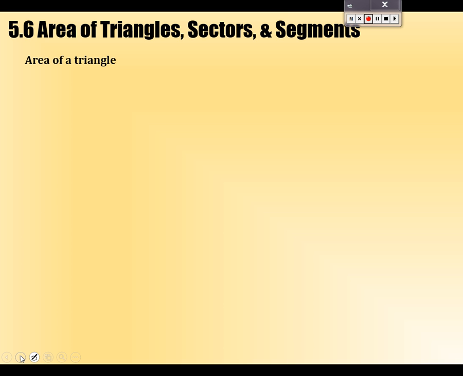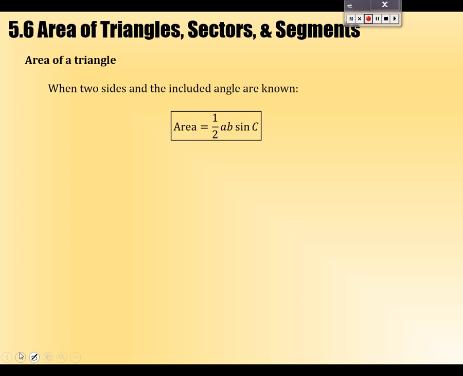The area of a triangle, you say? I know how to find the area of a triangle. It's 1/2 base times height. All right, well, here's a new formula for you. I actually have 2 formulas for the area of a triangle for you today that you haven't seen before, and you're going to like them.